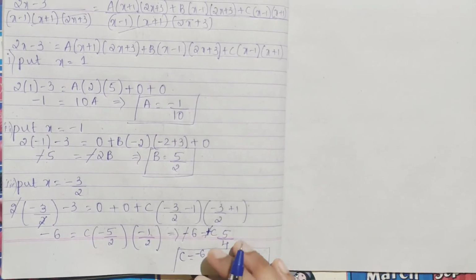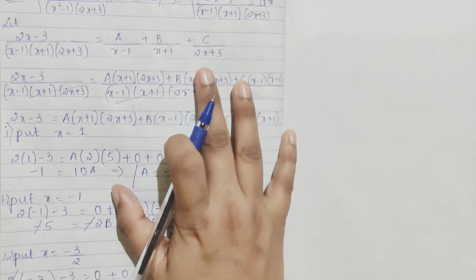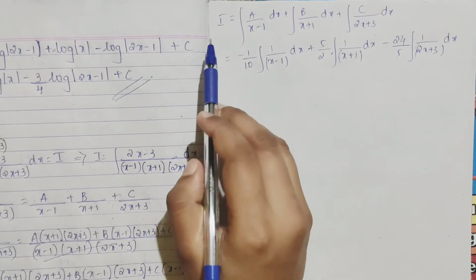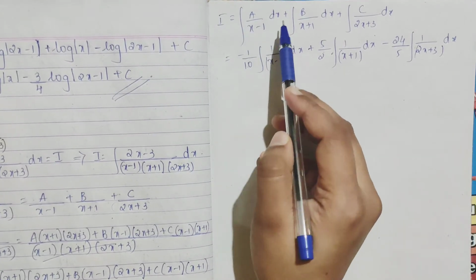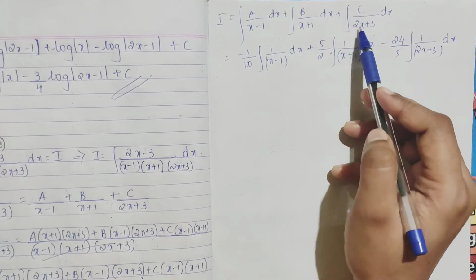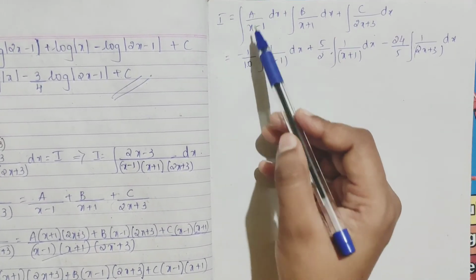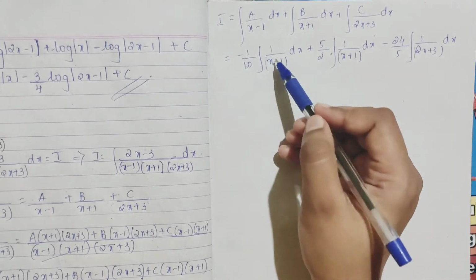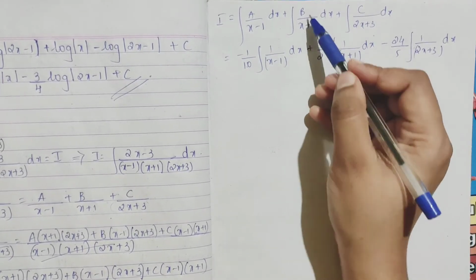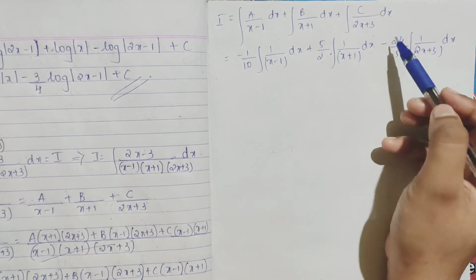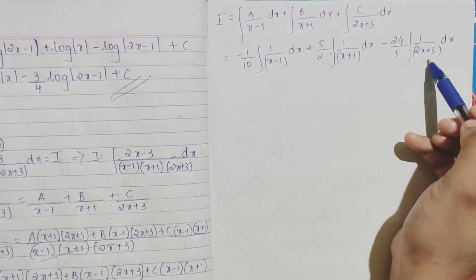Now everything you will substitute directly in your integration part. So I is equal to integration A by x minus 1 dx plus integration B by x plus 1 dx plus C by 2x plus 3 dx. So what is your A? It is minus 1 by 10. It is a constant, so take it outside and you will be left with 1 by x minus 1 dx. B value is 5 by 2, integration 1 by x plus 1 dx. C value is minus 24 by 5, integration 1 by 2x plus 3.